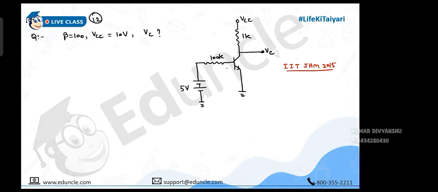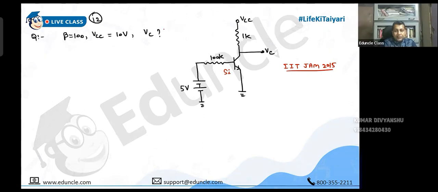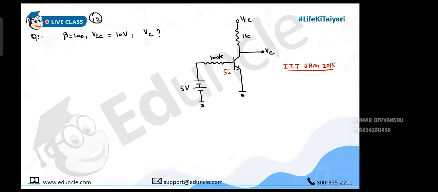But yes, sir, even without that it will work, na? From IB, IC will come, no. But in order to find IB, you need that, na? Yes, sir. So try this one.